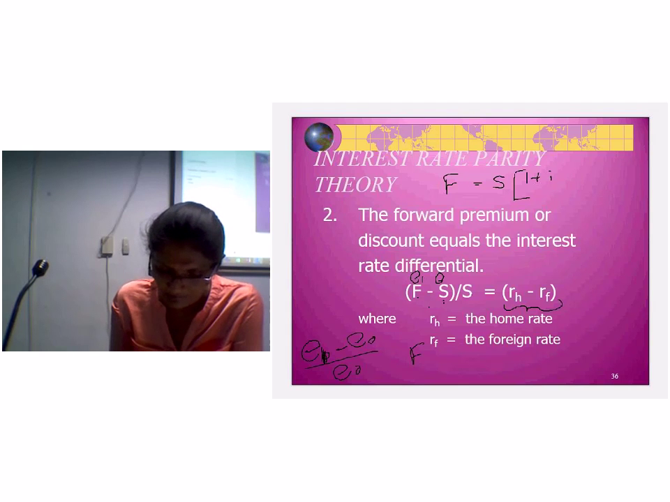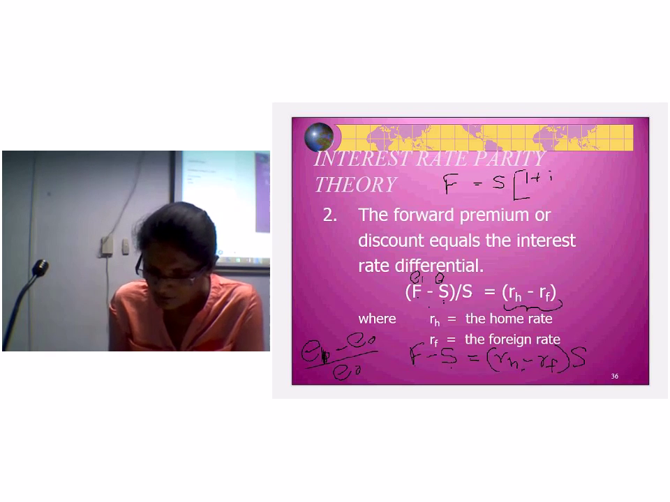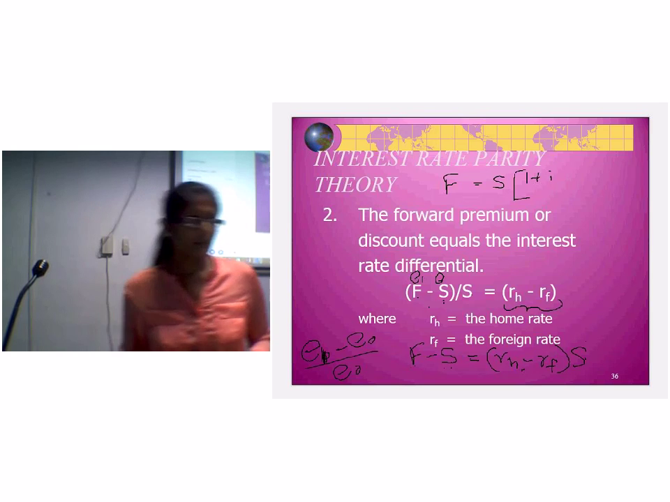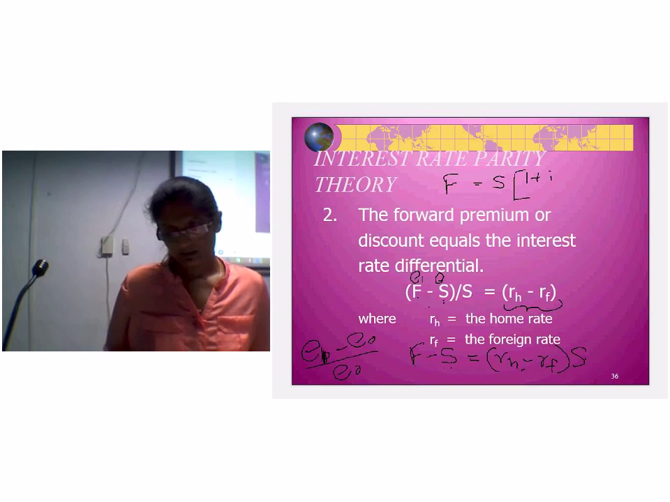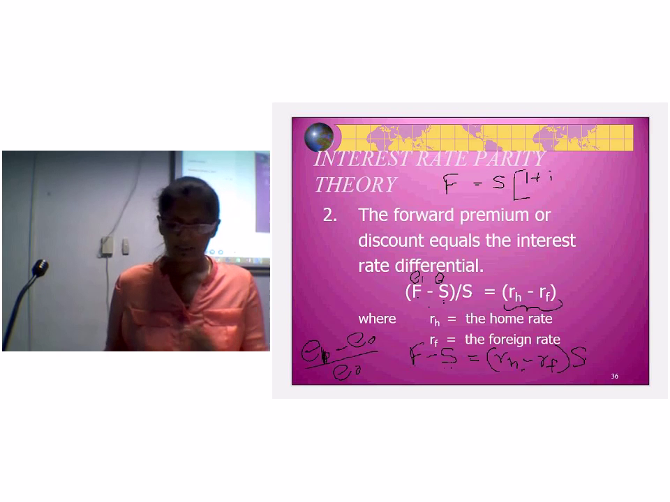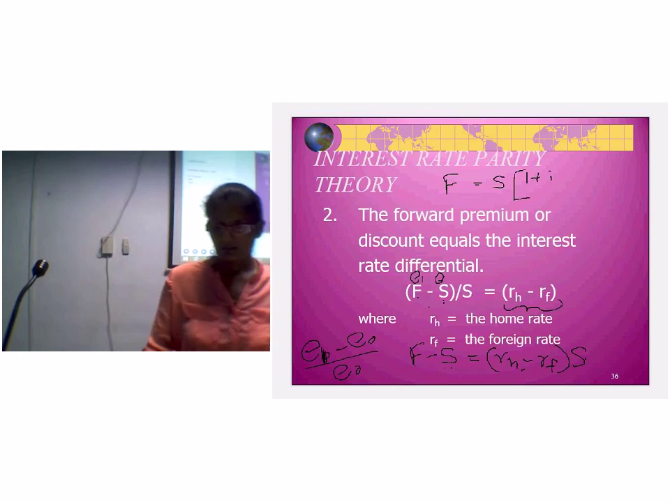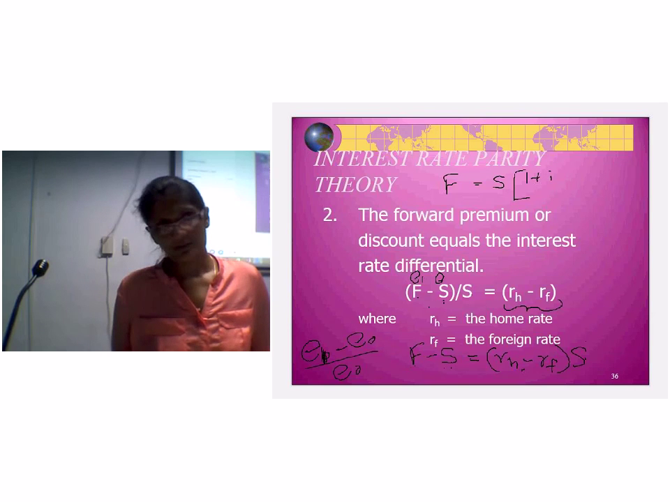If we rearrange the same equation, F minus S is the differential between the forward rate and the spot rate. This is equal to RH minus RF times S. When we adjust the interest rate differential to the spot rate, it is reflected in the forward rate and it reflects the difference between the forward rate and the spot rate, right? In other words, there would be a difference in the forward rate and the spot rate due to the interest rate differential, right?